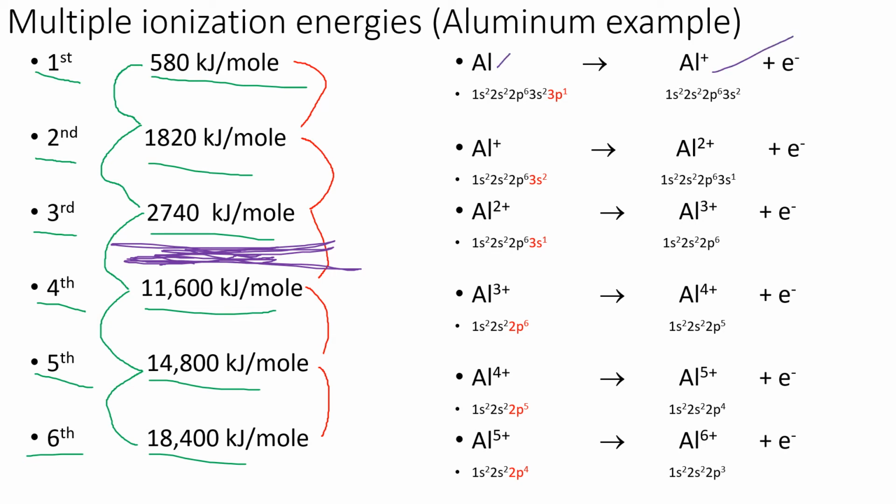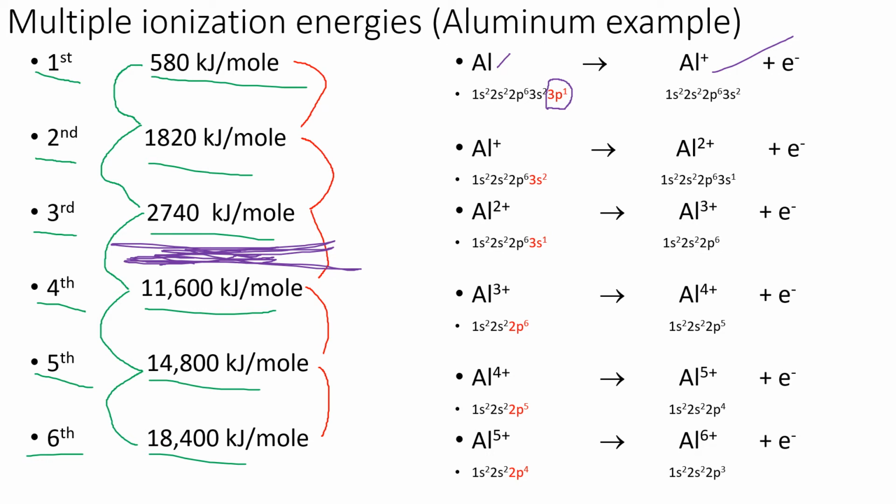That costs 580. Well, the electron it's going to lose is the one that's farthest away from the nucleus. So it's written in red, but I'm also circling it here. That electron lived in a 3p orbital. So to remove that electron costs 580. And that was the first ionization energy. Now if I go to the second, this says 1820.